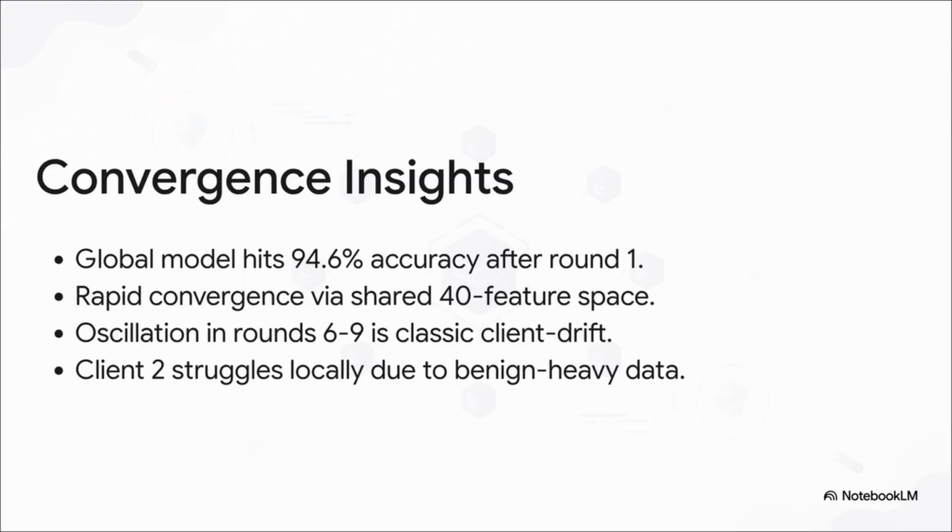Also, Client 2 struggled a bit more locally. Why? Because 80% of its data was benign enterprise traffic. That made the rare attack classes much harder for its local network to learn, at least until the global aggregation stepped in to save the day.